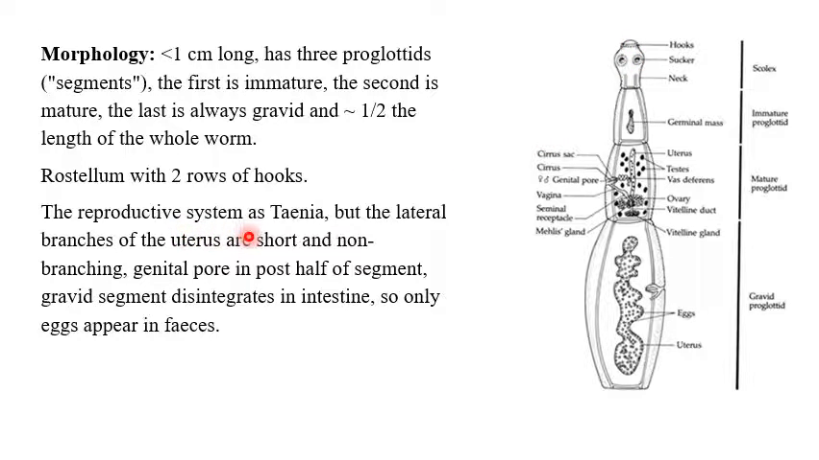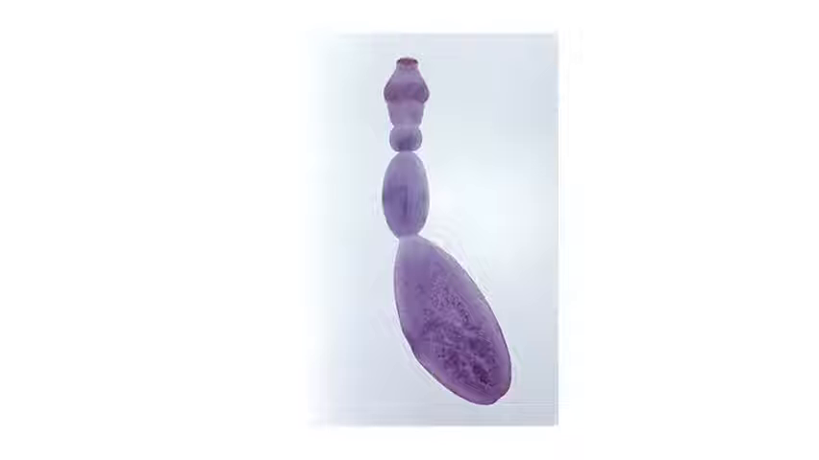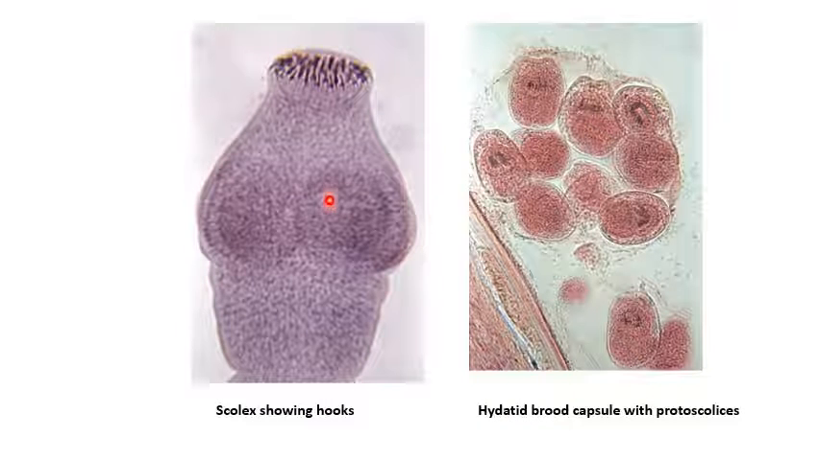The reproductive system is linear, but the lateral branches of the uterus are short and non-branching, genital pores in both halves of segments. The gravid segment disintegrates in the intestine, so only eggs appear in feces. This is the adult Echinococcus granulosus, which is found in dogs and carnivores. As you see, scolex showing hooks, and this is a hydatid brood capsule with protoscolices.